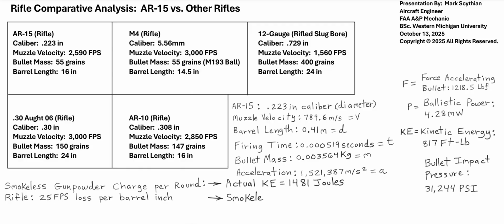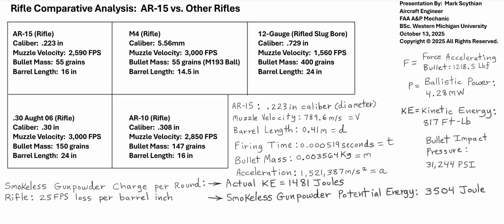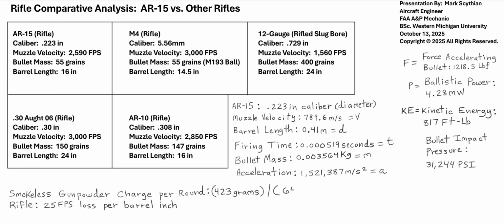And then the potential energy of smokeless gunpowder is on average 3504 joules per gram. So if we divide 1481 joules into 3504, we'll get the grams of smokeless gunpowder that need to be loaded into the shell casing. And then we can multiply that value times 1,000 to get the milligrams, 423 milligrams. That's another typo there.